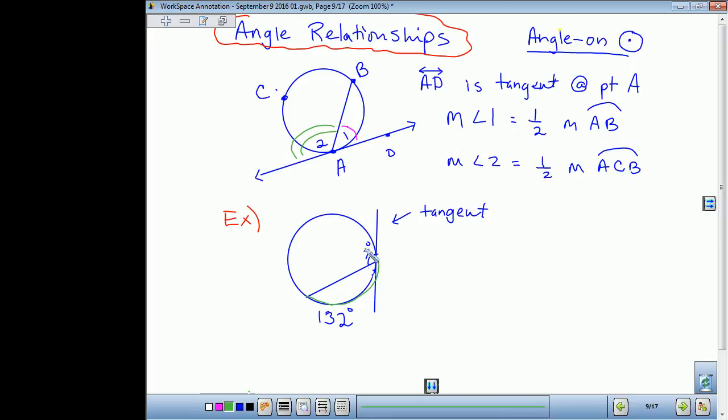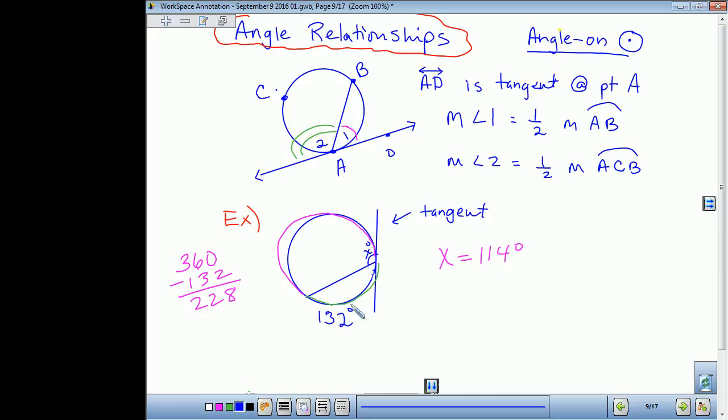Two ways to do this. If this is 132, we can then determine the measure of this arc. How do we do that? Subtract from 360. So 360 minus 132 is 228, and therefore X would be 1/2 of that. So X would be 114.